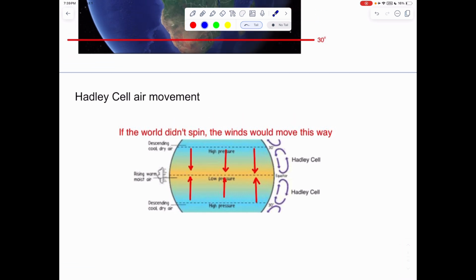So as we mentioned, if the world did not spin, our winds would move in this direction. They would be pulled up, and then the surface winds would move down. They'd be pulled down, and the surface winds would move up. So we would see this vertical movement of surface winds. However, it doesn't work this way because the world does spin.